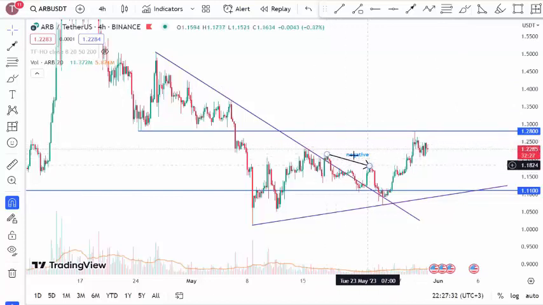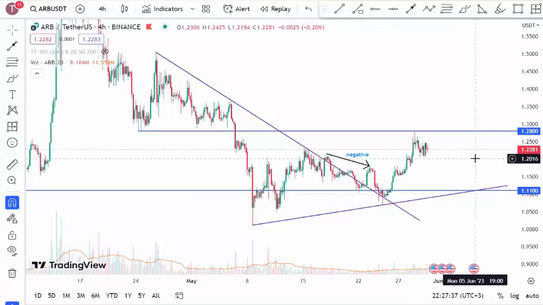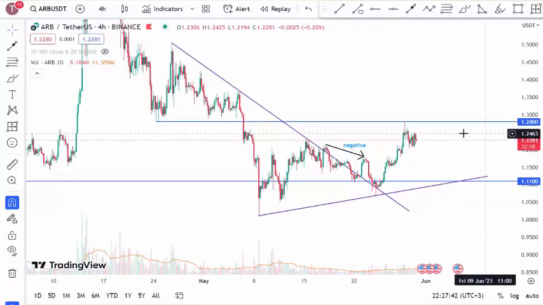However, there is a negative note here. This represents RSI divergence. We will discuss it in detail shortly. But first, let's look at the chart.